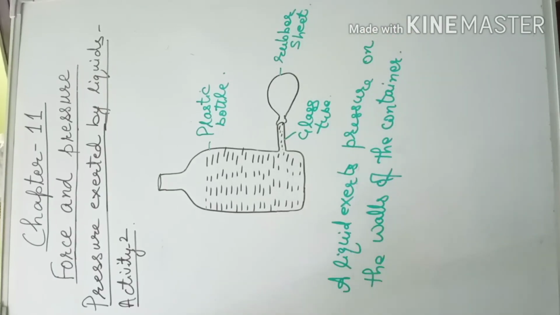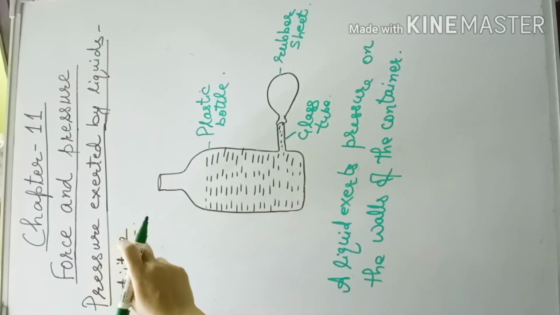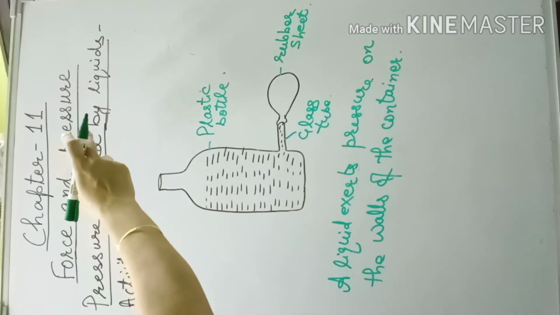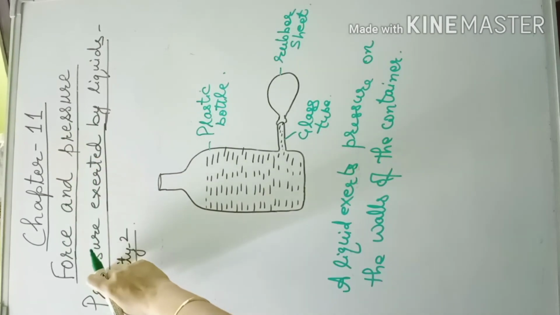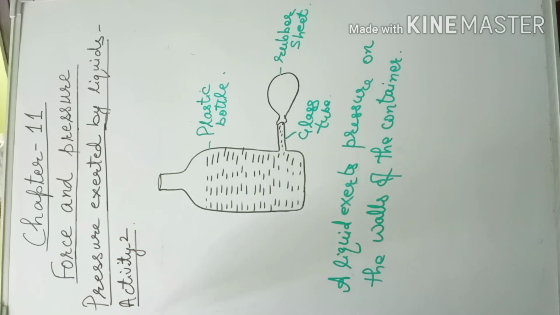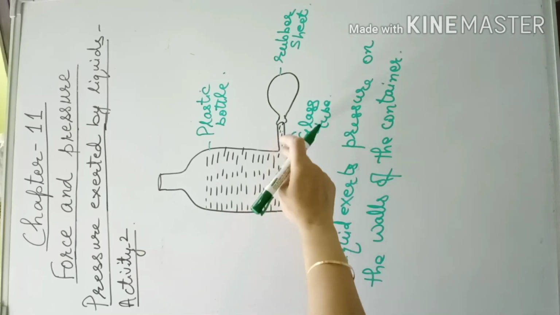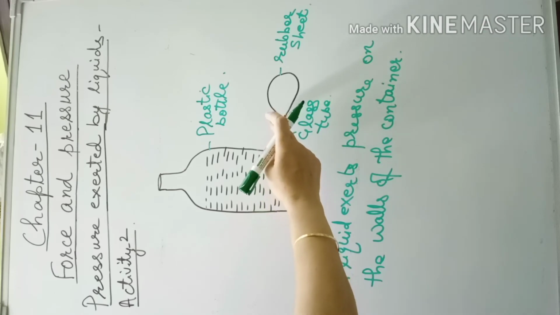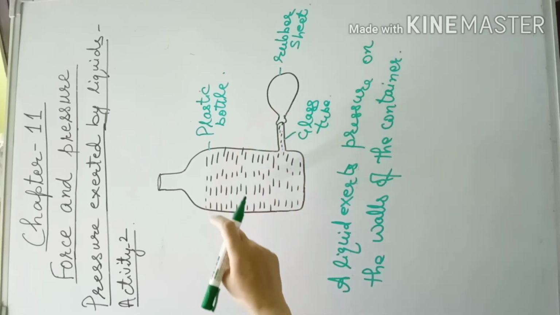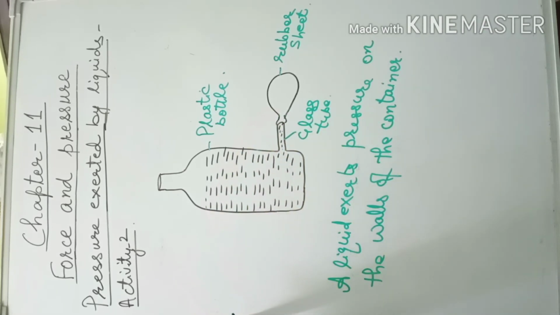So in both these activities, it is shown that the liquids also exert pressure. In the previous activity, it was shown that the liquid exerts pressure at the bottom of the container, and that depends upon the height of its water column. And in this activity, it is shown that the liquid exerts pressure on the walls of the container. So these activities show that the liquid exerts pressure.